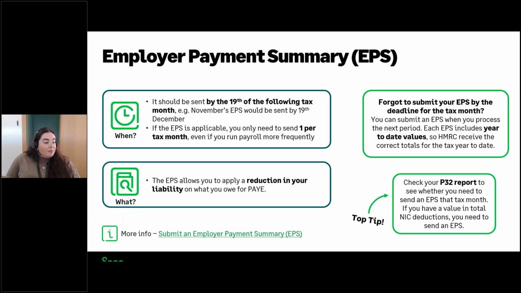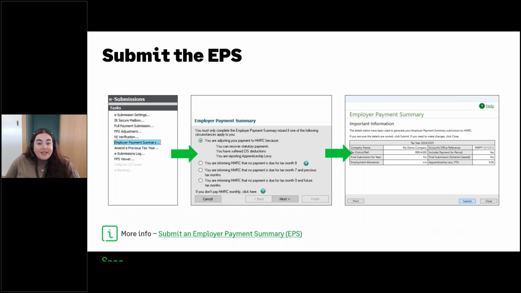But that was the employer payment summary and how to send it from Payroll. So it's going to be from your e-submissions tasks or Payroll link section. And you're going to work through that EPS wizard first of all to select the reason for it and enter any year-to-dates that you need to. And then, of course, use that submission window to submit the EPS.